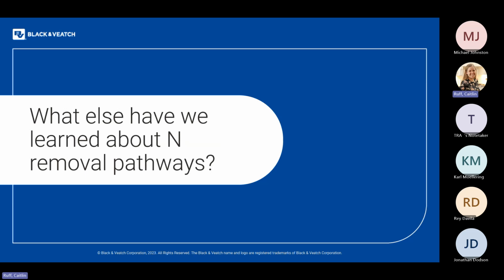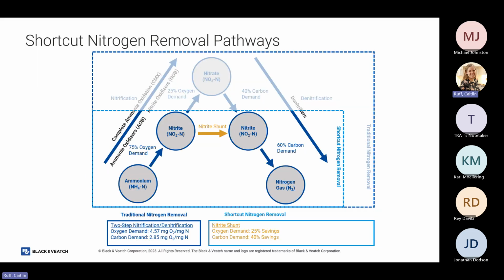We're just going to touch on this, because it's not really applicable to everyone, but I think it's something interesting. There are other nitrogen removal pathways. There's a lot of research going on, looking at whether there's a way we can take ammonium and get it over to nitrogen gas, either via nitrite shunt, where we bypass nitrate altogether.